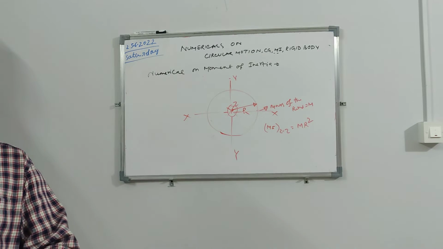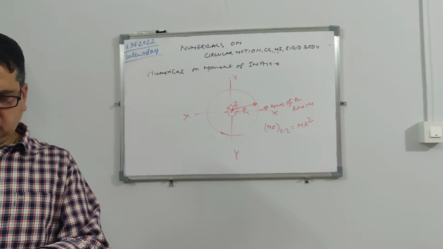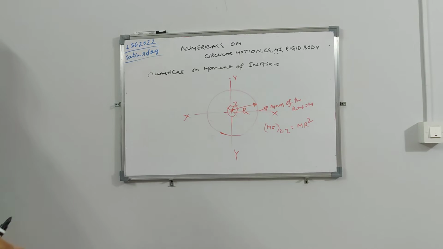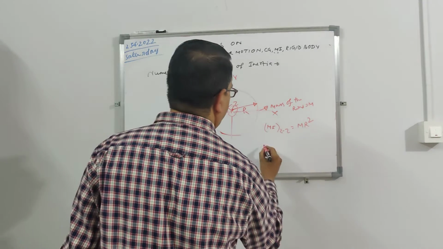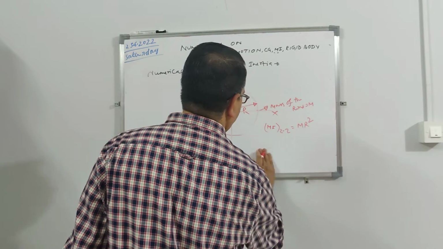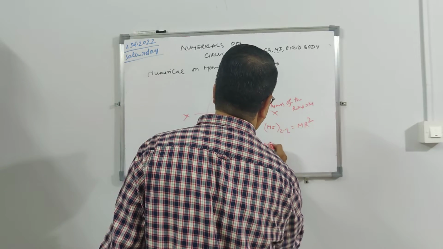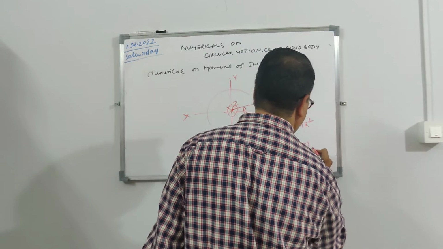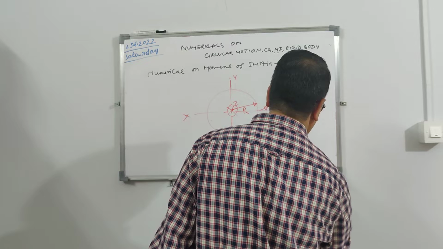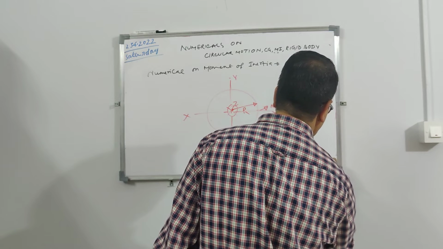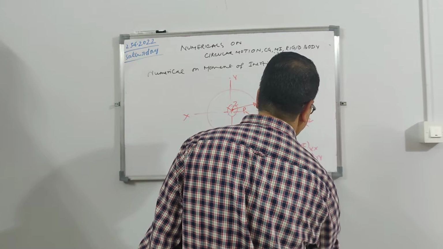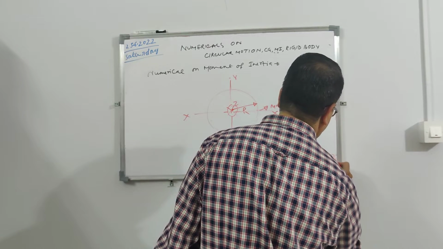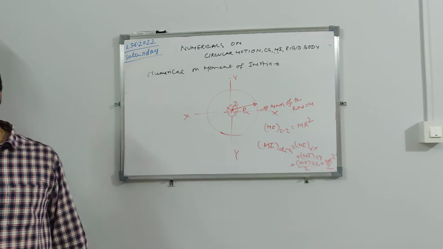But the question here is the moment of inertia of the circular ring of radius r about the diameter. Diameter means either I_xx or I_yy, which is equal to half of I_zz, that is, mr square divided by 2. So it is mr square by 2. That is the answer. Take a picture.